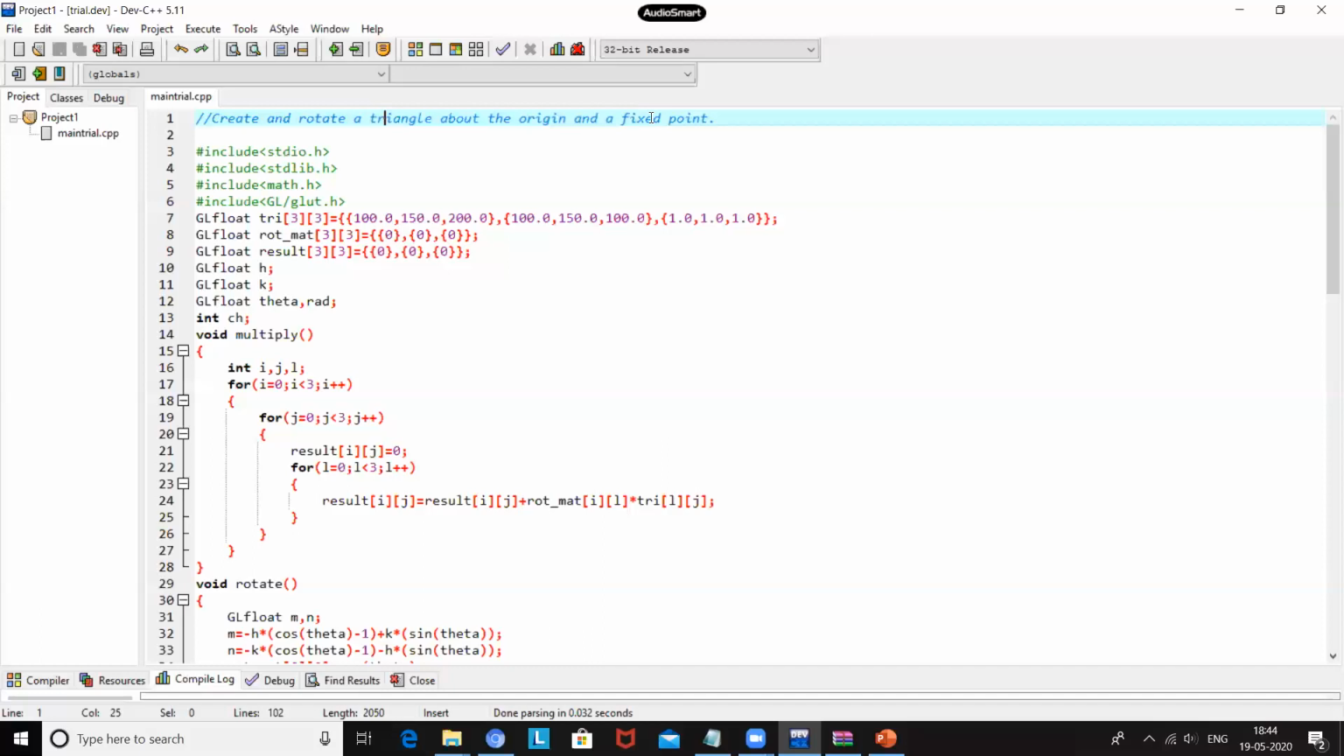Then we try to rotate that particular triangle by a certain angle. The angle can be specified in degrees only. Later we are going to convert it into radians, and we are trying to rotate this particular triangle about a fixed point, or about the centroid of the triangle. Two options will be given. First, let's trace the program.